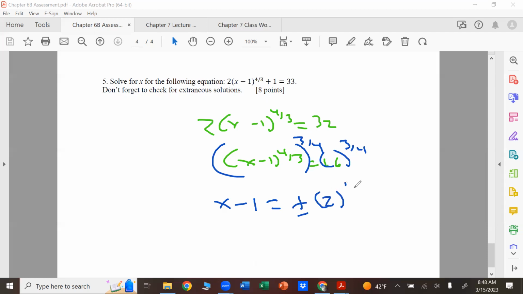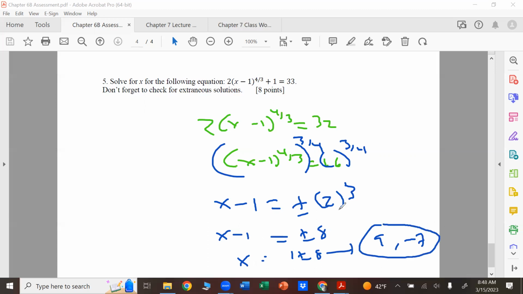You got to cube that, which of course is 8. So you have plus or minus 8 equals x minus 1. x equals 1 plus or minus 8. You get 9 or negative 7. And both will work if you throw it back in. Rarely, I don't think you'll have an issue if you cube root. I think you should be fine because you can cube root negative numbers.